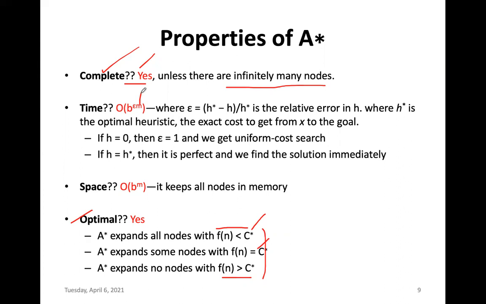Those costs use a heuristic function, and that is f of n is equal to g of n plus h of n. So we can say that it will go up to the maximum depth of the state space. That's why this m is here, but we are mentioning this epsilon here. And what is that epsilon? Epsilon is basically the relative error that tells whether our heuristic function is good or not. So epsilon is h star minus h divided by h star. And h star is what? H star is the optimal heuristic. And h is your normal h of n that you are using here.